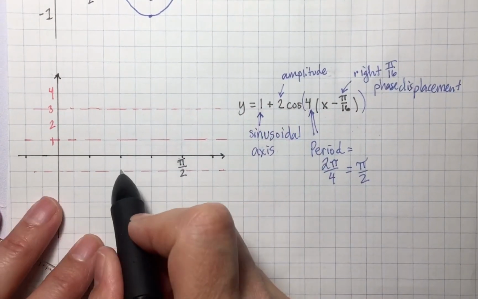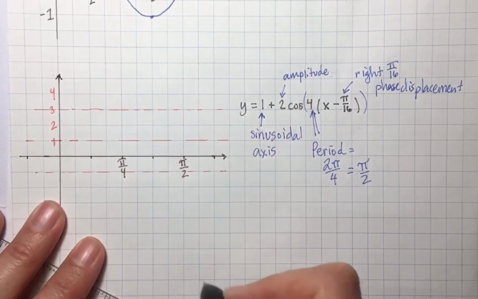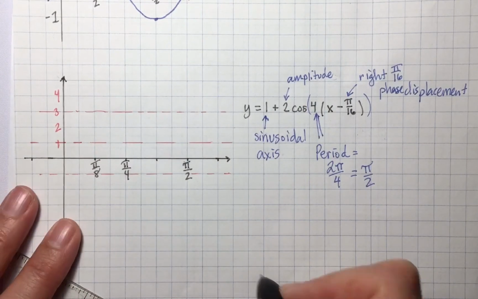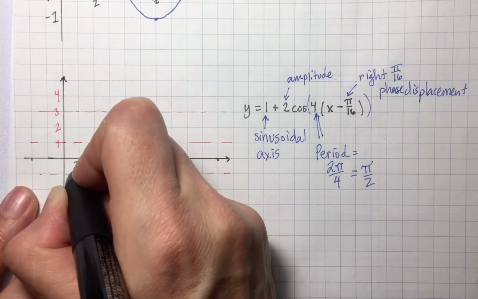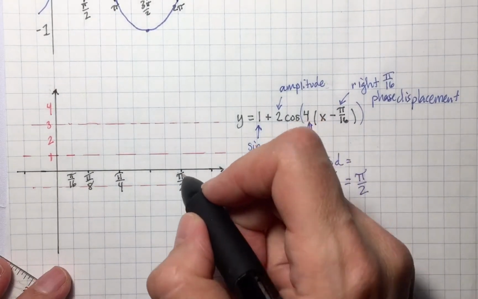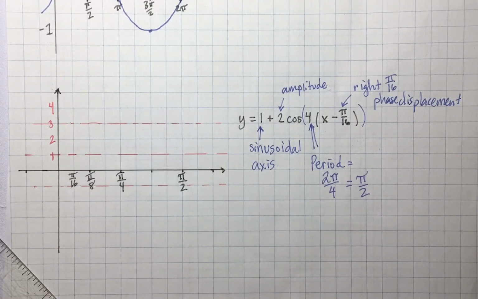So then half of that, so the 4th box, half of pi over 2 is pi over 4. Half of that, pi over 8. Half of that, pi over 16. Can you tell why I picked pi over 16 for that phase displacement? I may have done that on purpose. And I'm going to annoy some people. I'm not going to put any more numbers in.